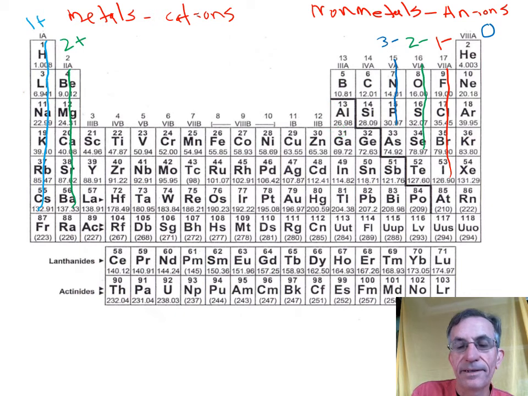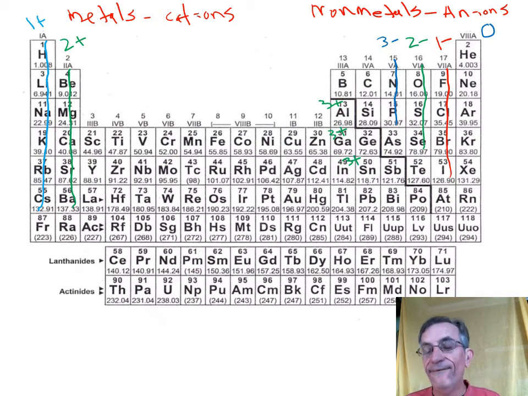I'm going to try to be better. All right, I should really be writing the plus sign afterwards. Aluminum is always +3. Gallium is always +3. Indium is always +3. Now, how about a few other ones that always do the same thing?